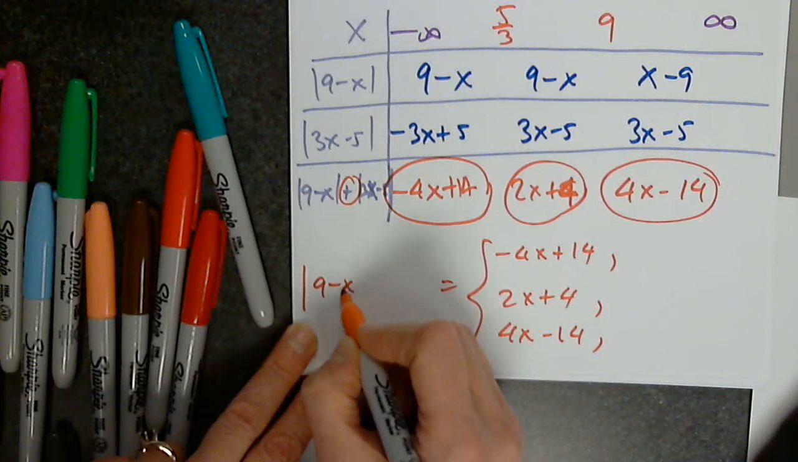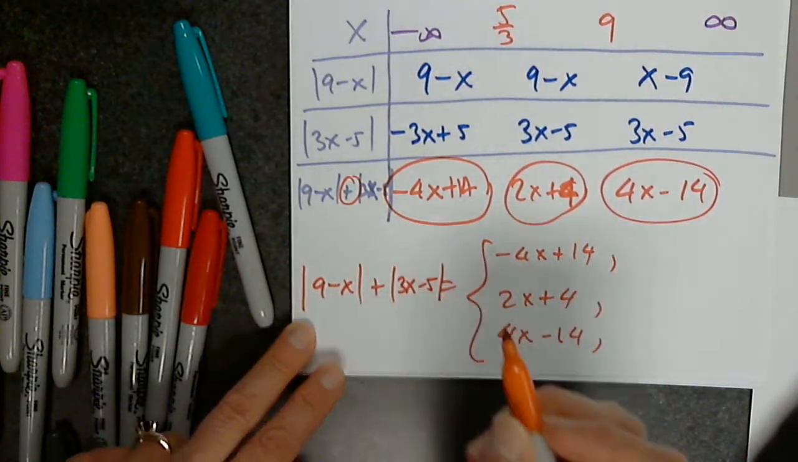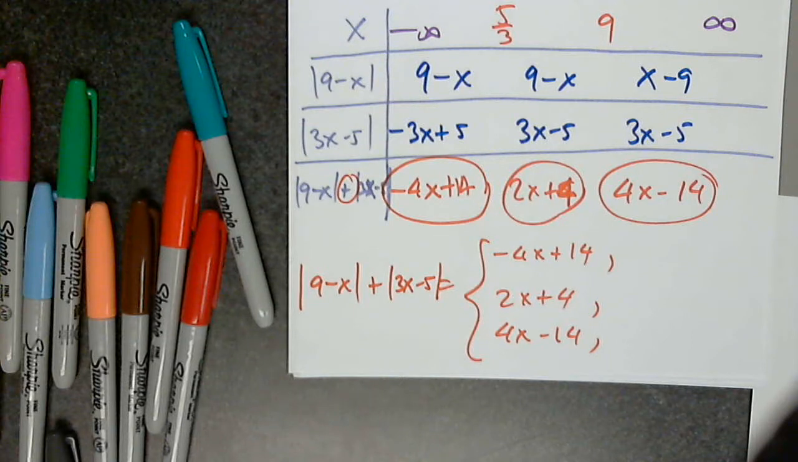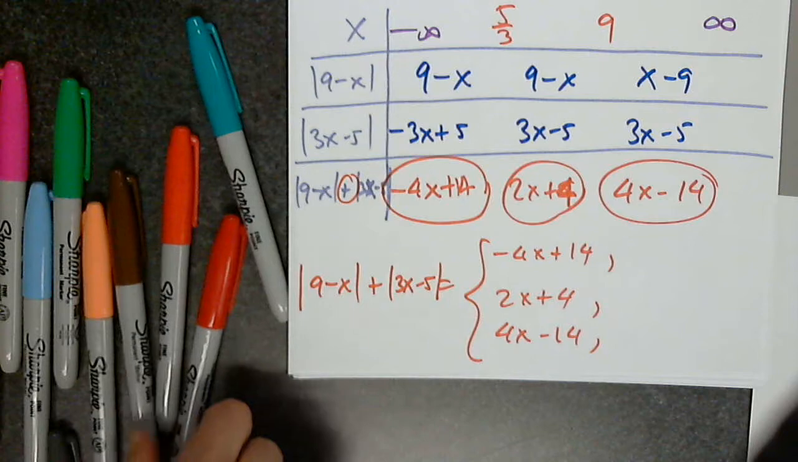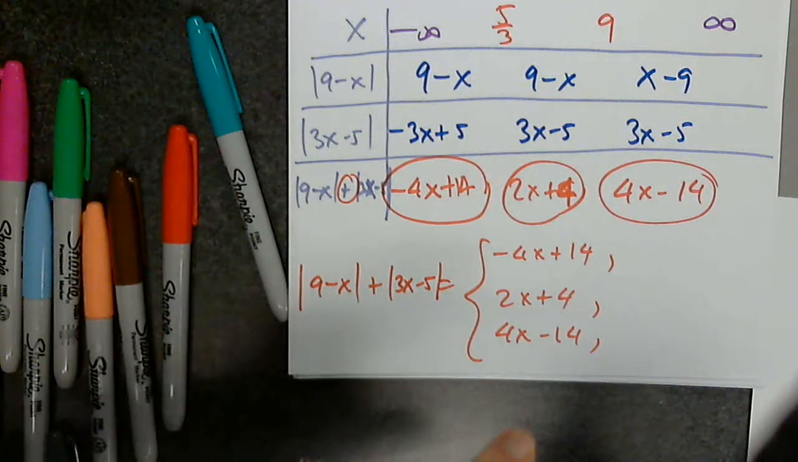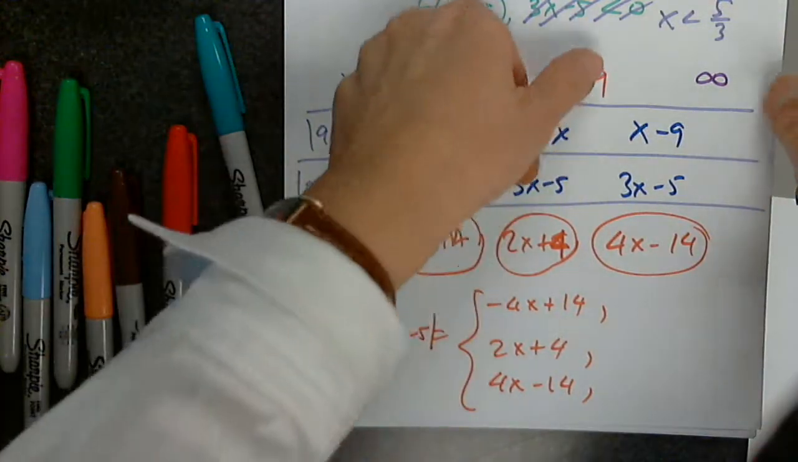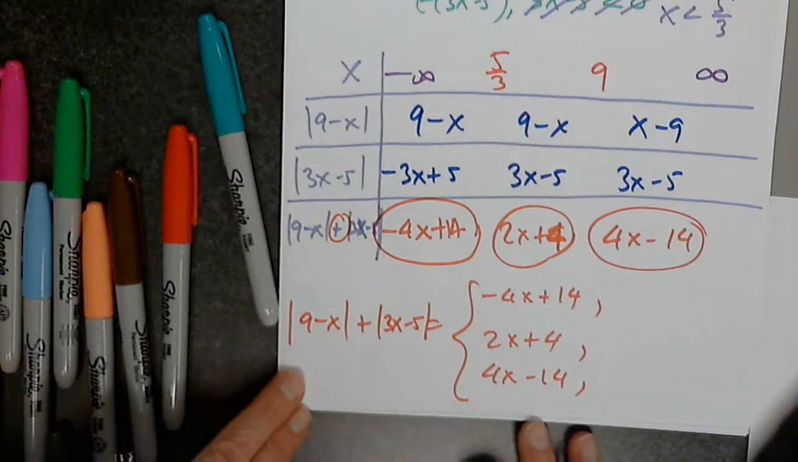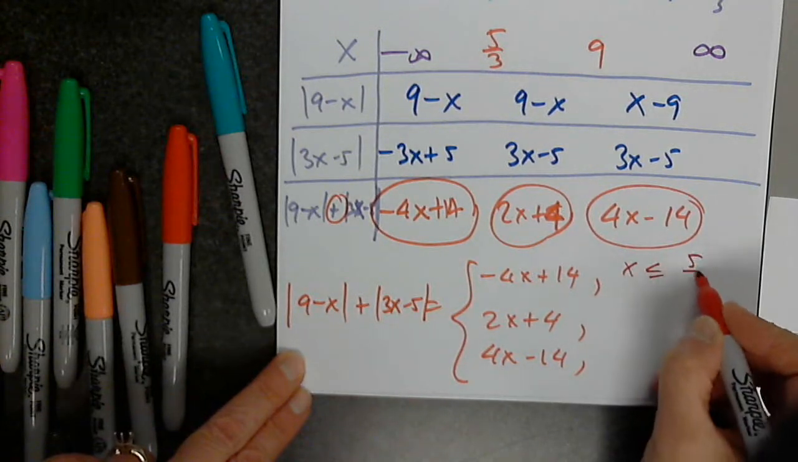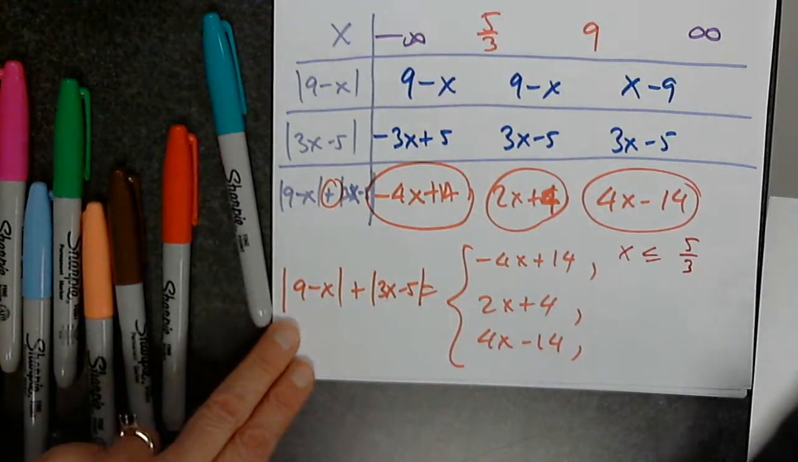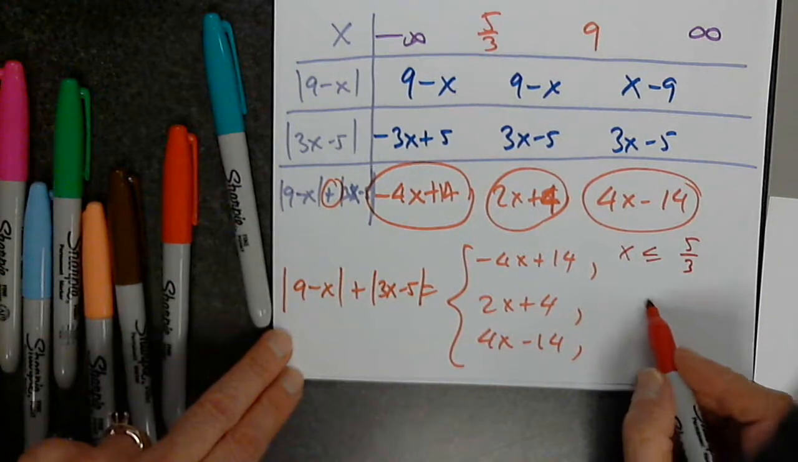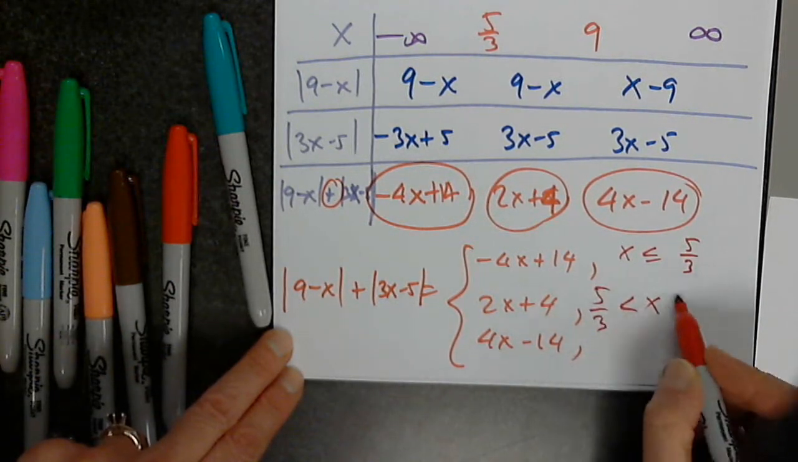So I have to write 9 minus x plus the absolute value of 3x minus 5. I'm just copying it. Now remember I have to put the equal symbol in only one of the 5/3 and 9. It doesn't matter how you write it. So this is for this interval. This is for this interval, and this is for this interval. So for the first one, I write x less than or equal to 5/3. Or put the equal symbol in the next one. It doesn't matter. But not in both.